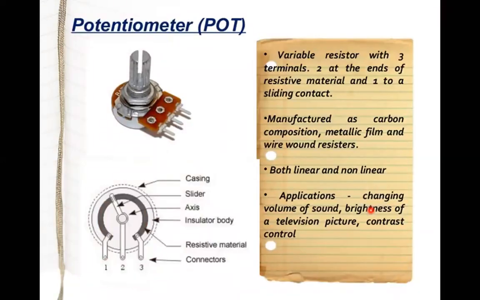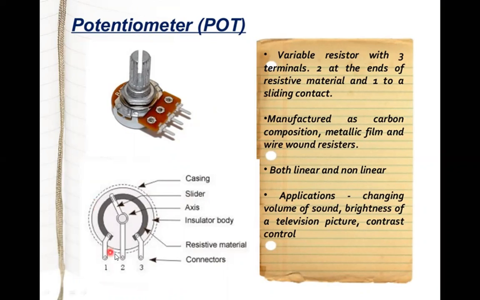It is a pot resistor. It can be called a potentiometer or pot resistor. So a variable resistor with 3 terminals. Here in the picture you can see that there are 3 terminals. Unlike the fixed resistance, which will have 2 wires, 2 terminals. So variable resistors have 3 terminals, 2 at the ends of the resistor material and 1 to a sliding contact.